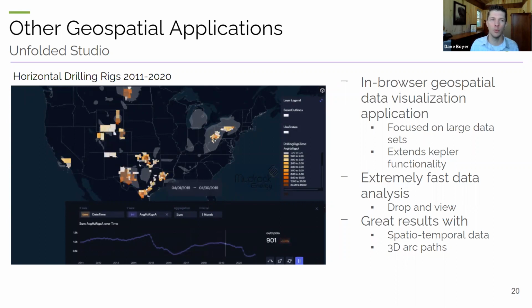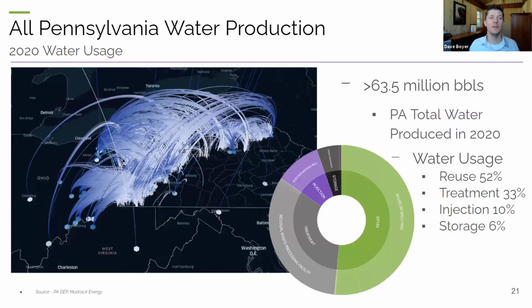And the other thing I really like it for is looking at 3D arc paths. So when you're looking at things changing locations, it works really well. And so the next couple slides go through some data I looked at for water production in Appalachia. And so here, this is Pennsylvania all water production from 2020.